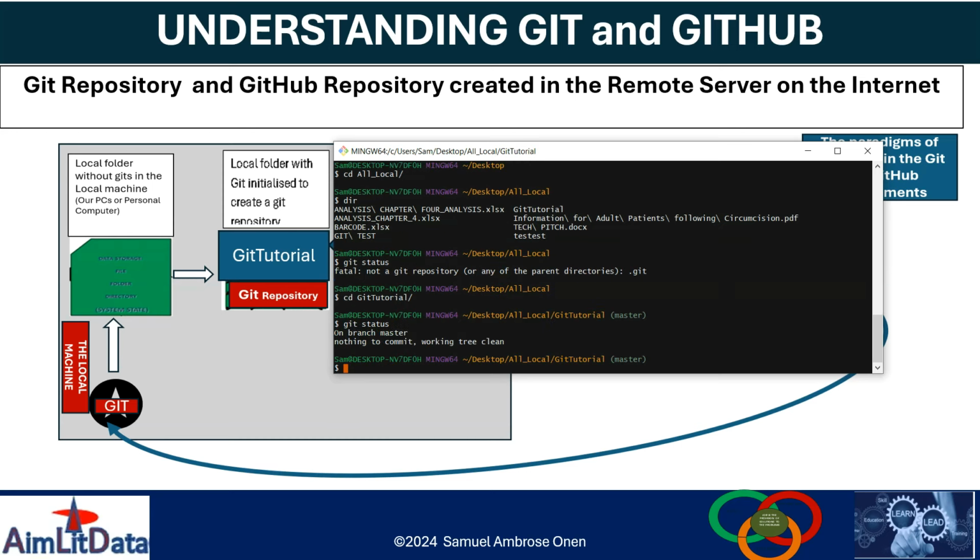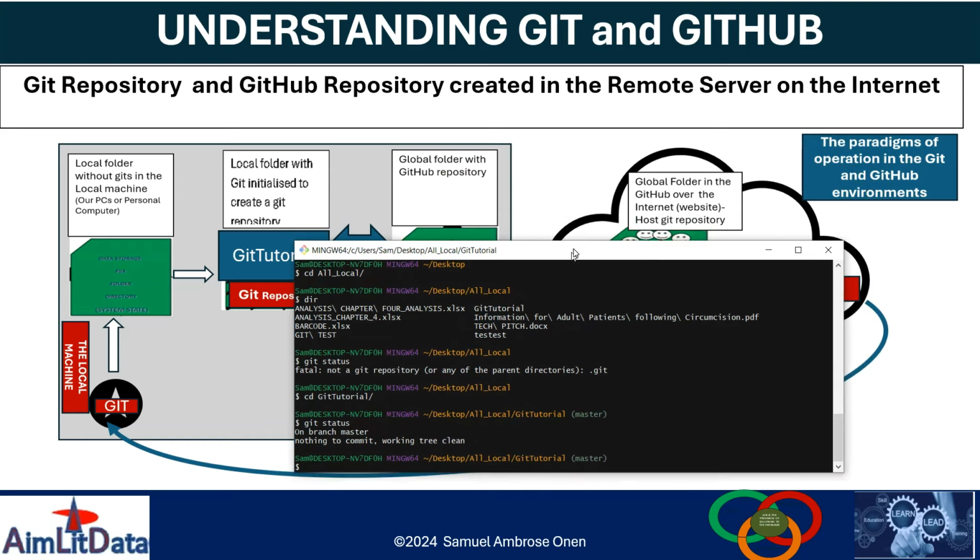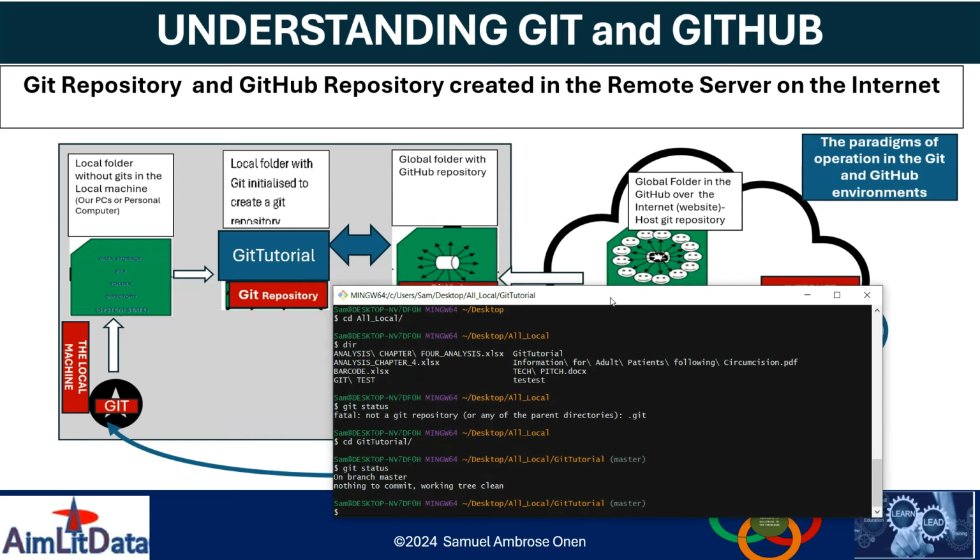You see, my friend, status on branch master, nothing to commit, working tree clean. This is a complete indicator that Git tutorial is in fact a local repository. So it is locally sitting on our machine. Now, how can we verify that this Git tutorial is linked to the GitHub repository?